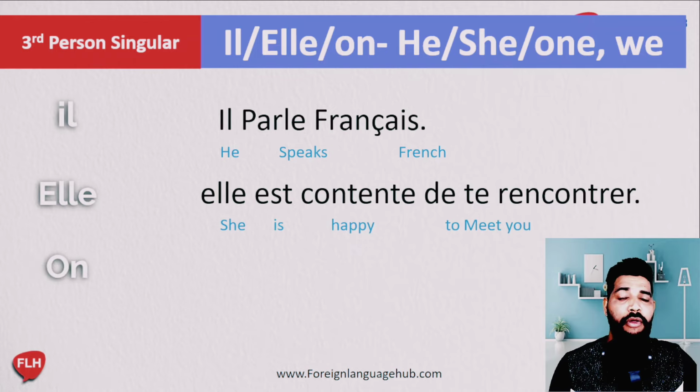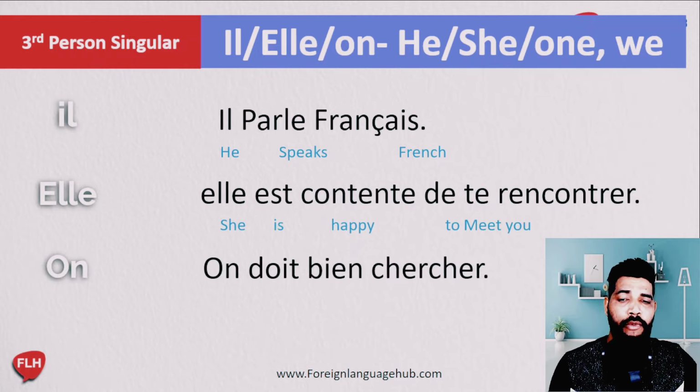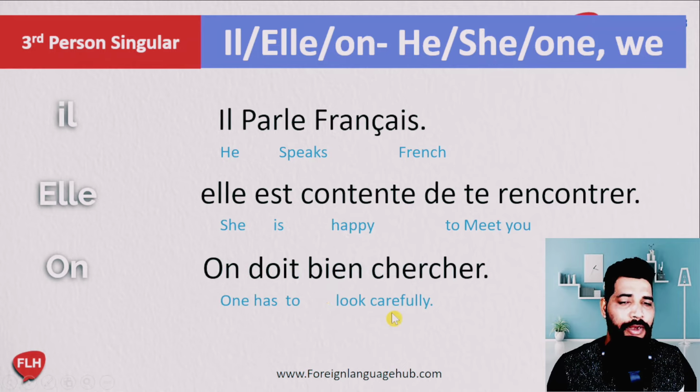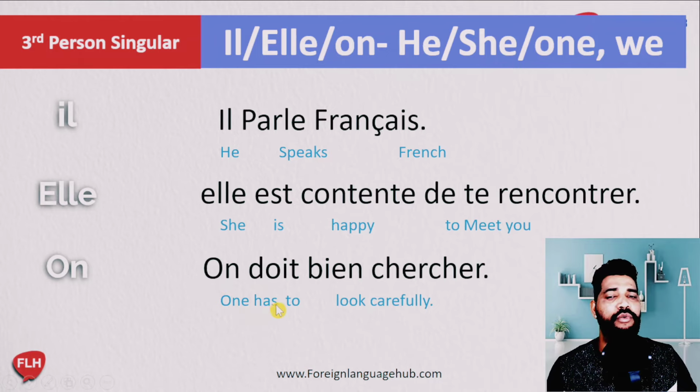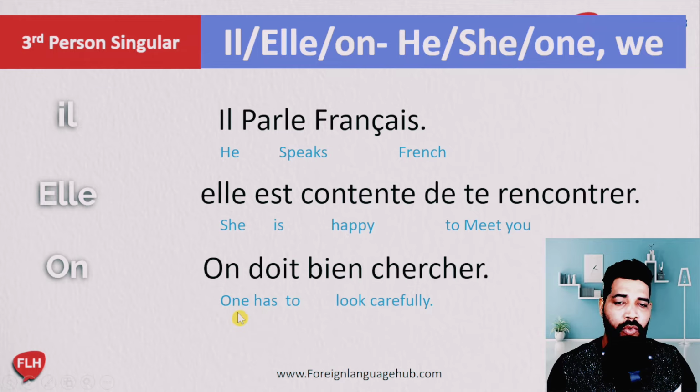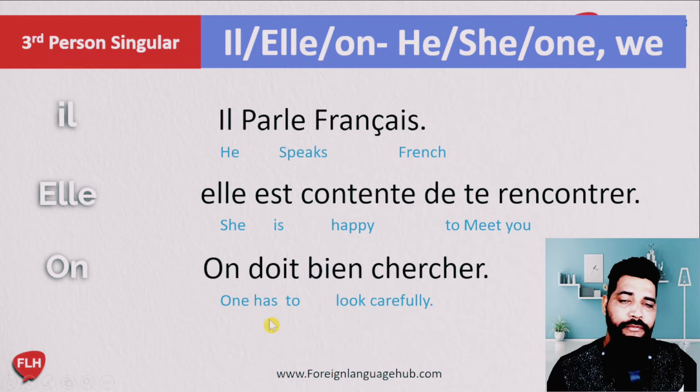The next one is on. On doit bien chercher. We has to look carefully. So this doit is the verb on. There could possibly be two translations to this: one has to look carefully, or we have to look carefully. So this verb is for have to. That's all.